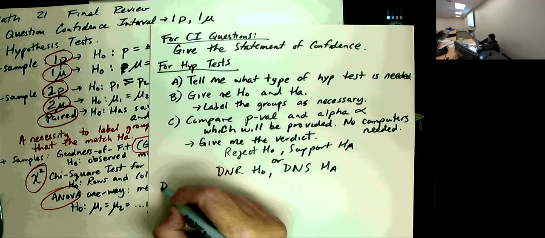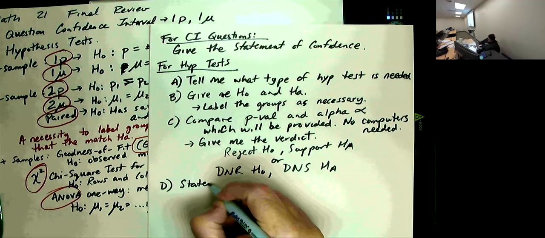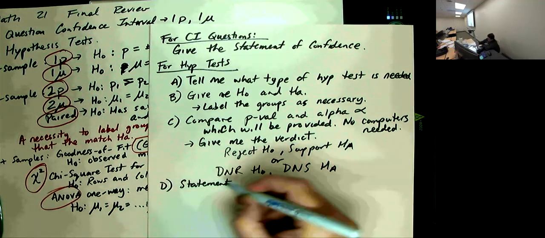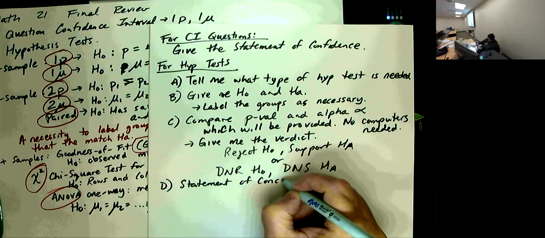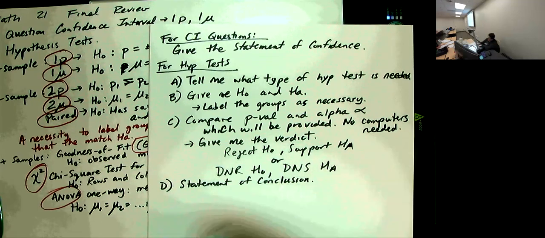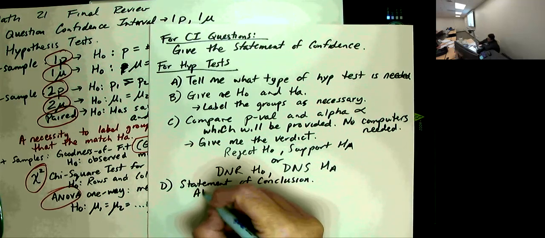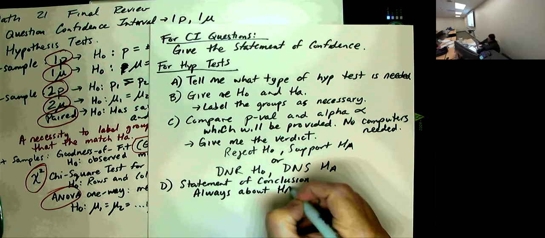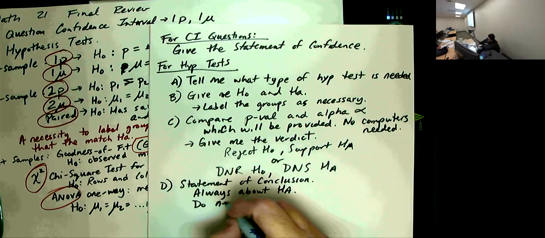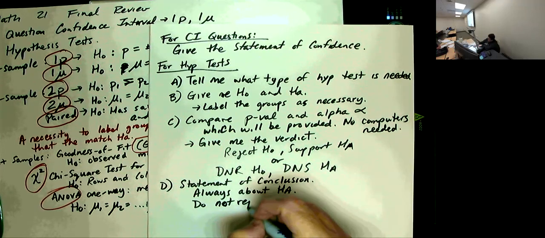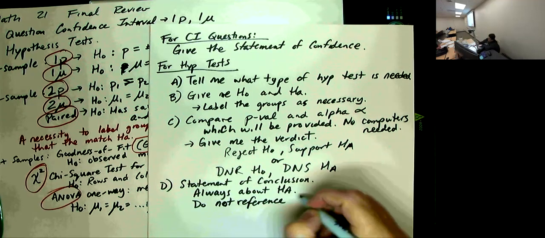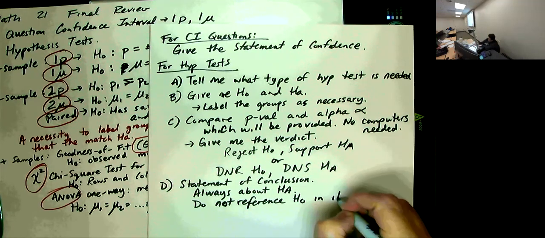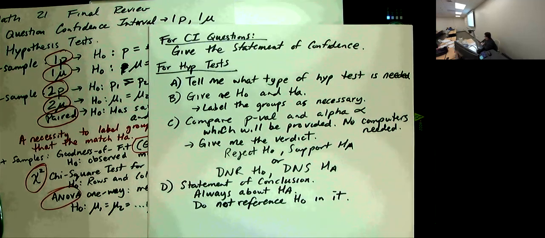Finally, statement of conclusion. It is always, always, always about HA. Do not reference H naught in it. You are going to lose a lot of points if you do. I can't say that any clearer. If you make your statement of conclusion about H naught, it means you don't know what's going on with hypothesis testing.